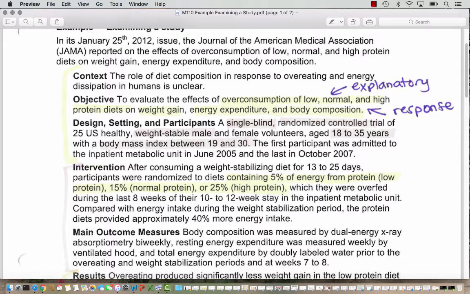So 25 is the sample size. The fact that they were weight-stable is one of the factors they tried to control. They didn't want to include anyone who'd been recently dieting or had fluctuating weight. The age limitations are another control, that they were 18 to 35. And then they also controlled the body mass index. So we're told the first participant was admitted to the inpatient metabolic unit in June 2005 and the last in October 2007. As you're reading through this study, because it's a real medical study, there are some medical terminologies like metabolic, so you can go look those up or try to make an inference from reading what they mean. So I assume metabolic has something to do with how the metabolism burns and how the body burns energy.